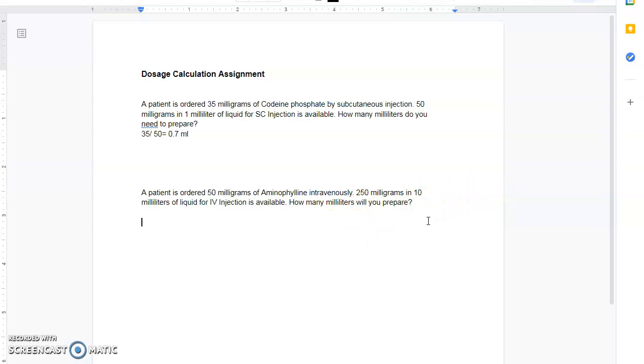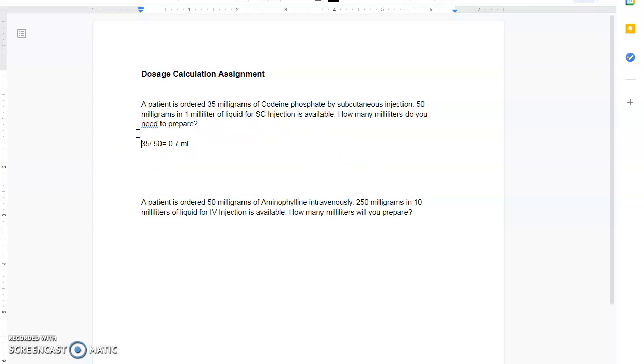Now, the second one is a little bit different. For the second one, you need to do your conversion, but as you can see, this is a little bit different. The doctor ordered 50 milligrams, and it comes in 250 milligrams with that 10 mLs. So you need to convert that 250 and 10 before you divide it by the physician's order.